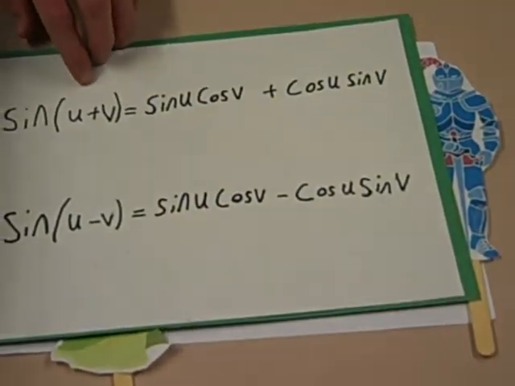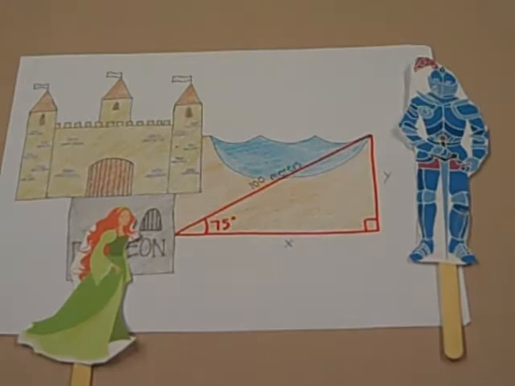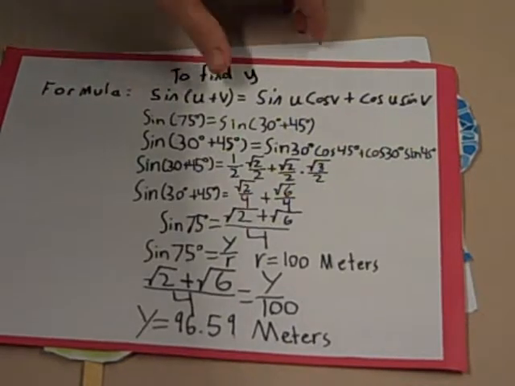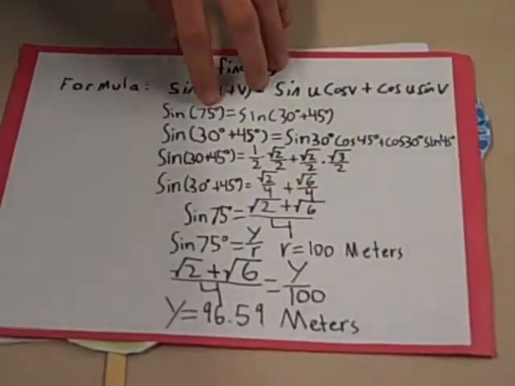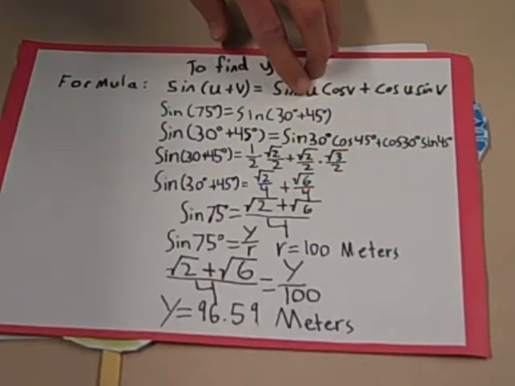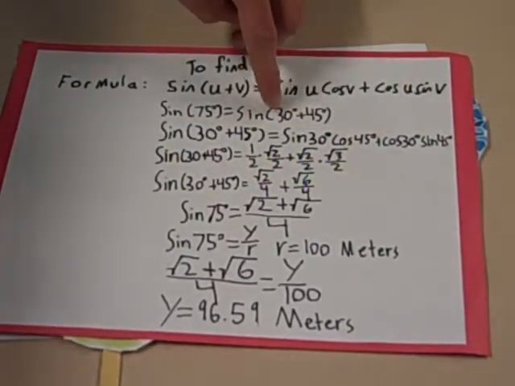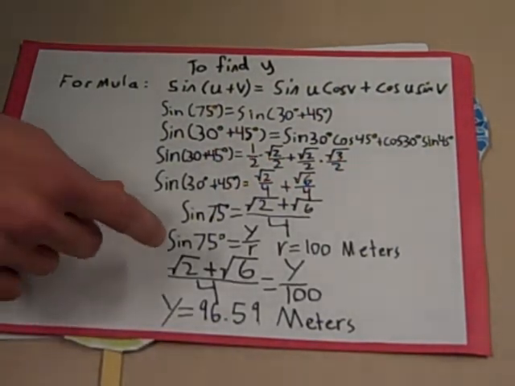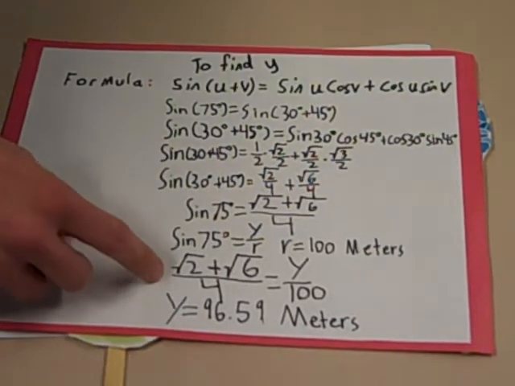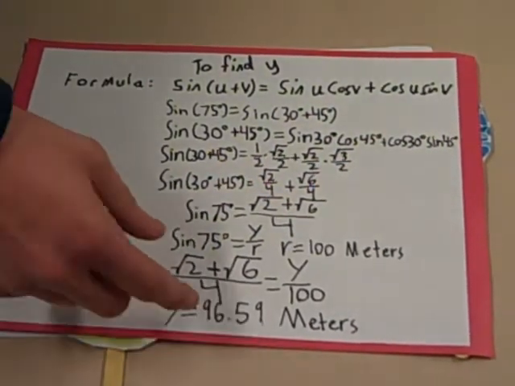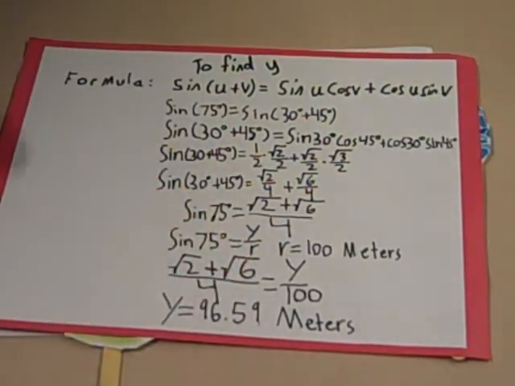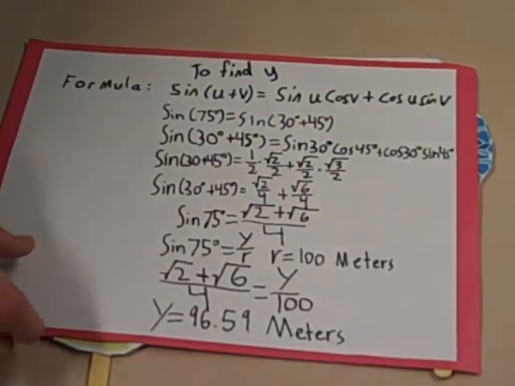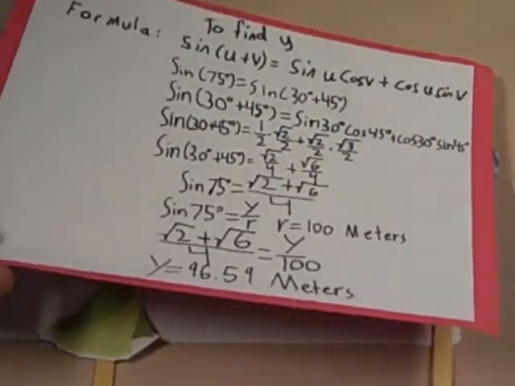He used the sine of u plus v to find the vertical. So he did sine of 75 degrees equals the sine of 30 plus 45 degrees. After he calculated it all out, he knew that the y to the dungeon was the square root of 2 plus the square root of 6 over 4, which he multiplied by 100 because the dungeon was 100 meters away total, and got that he had to dig 96.59 meters down.